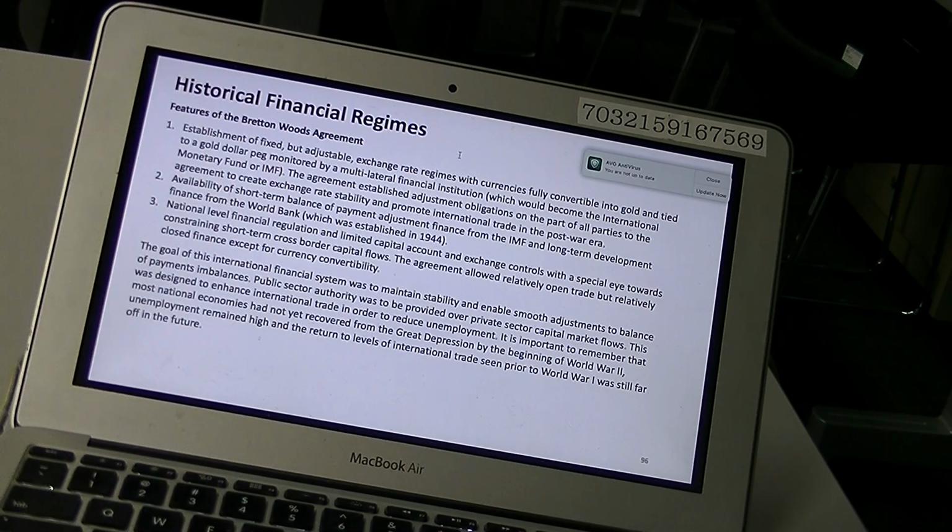So there were adjustment obligations on the part of all parties to create exchange rate stability and promote international trade. The International Monetary Fund, the IMF, and long-term development finance with the World Bank, which was established in 1944, were created to provide stability. And of course, after the war, both Germany and Japan were brought into this as part of creating this stability.